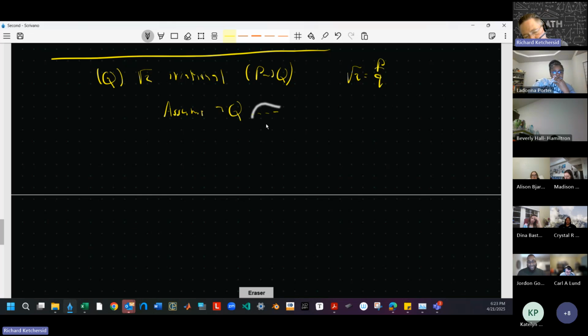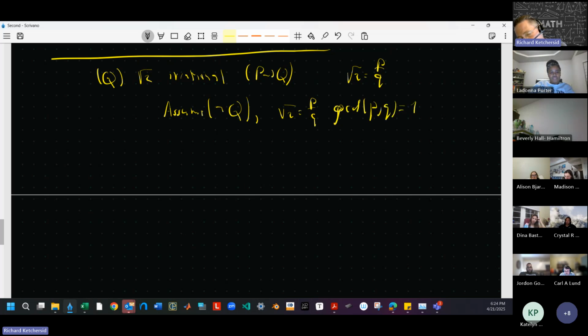I think everyone should know this. So I'm sorry, I didn't mean for you to do this. No, that's fine, but I want to get to the main point. So yeah, assume not Q. So I'm assuming that square root of 2 equals P over Q. I can assume that GCD of P and Q is 1, so they're relatively prime. You've canceled out all the primes in common to the two things.